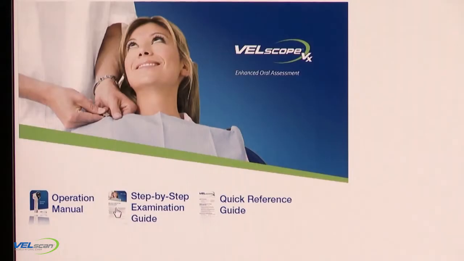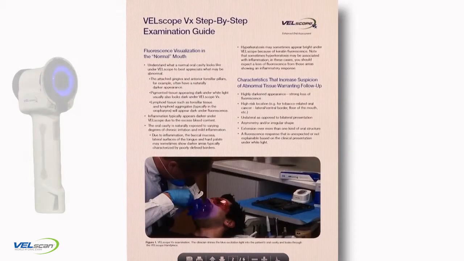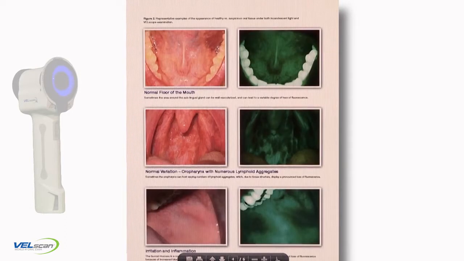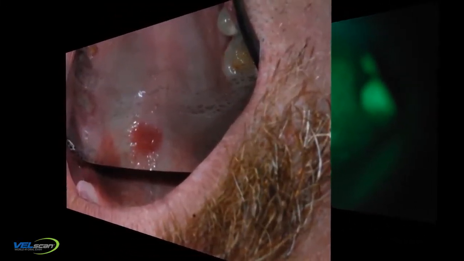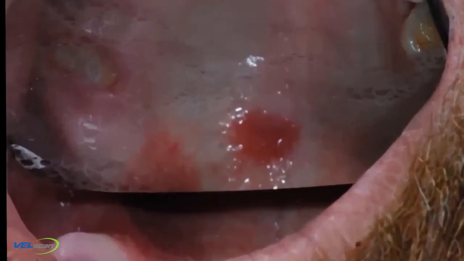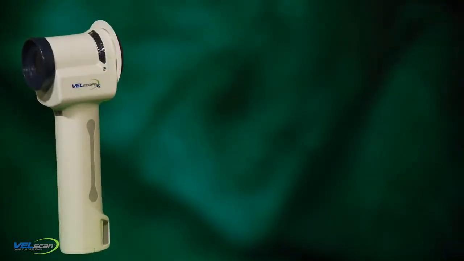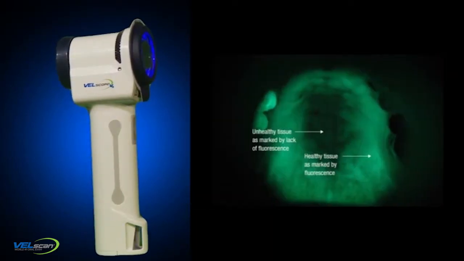Try to develop an appreciation for normal patterns of fluorescence by using the educational material provided with your system, combined with your own clinical experience and common sense. The contrast between normal and abnormal patterns of fluorescence, as well as an appreciation of the underlying physiological structures, will assist you in differentiating between healthy mucosa and areas of concern that may require further action.